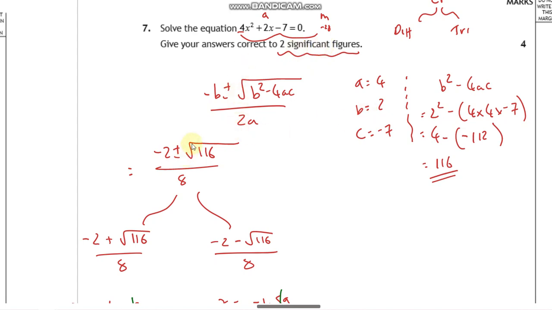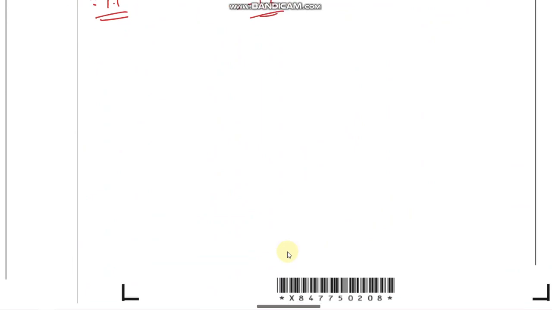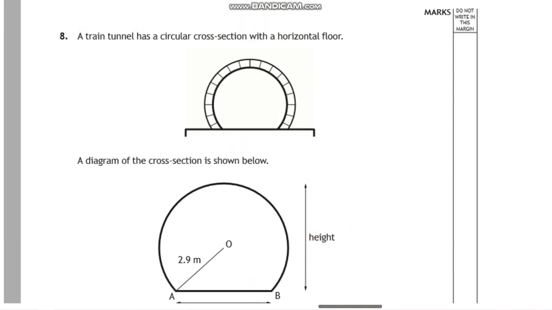But yeah, nice 4 marks to be had. You're getting a mark for your full substitution, a mark for your discriminant, a mark for the solve, and a mark for the rounding. Quite nice, isn't it? Good wee question. So yeah, remember that there is an equation you were given.